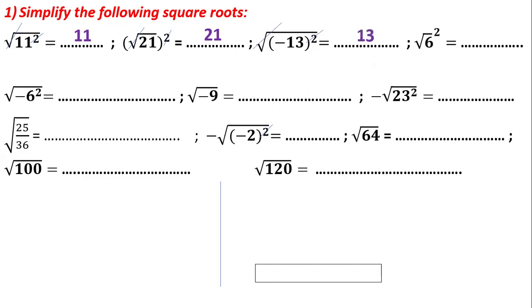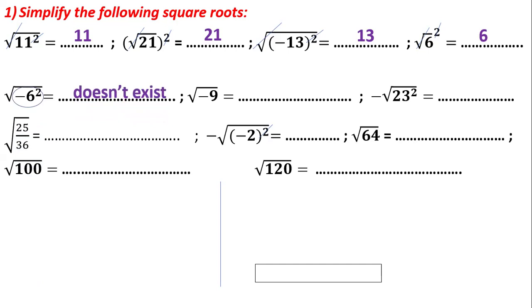Radical 6 squared, also the squared cancels the radical, and the answer is 6. Radical negative 6 squared. Is negative 6 a negative base? Of course not, since it's not written between parentheses, so the square is only given for the 6. It has nothing to do with the negative, so our answer inside will be negative, and we know that a negative radicand does not exist.